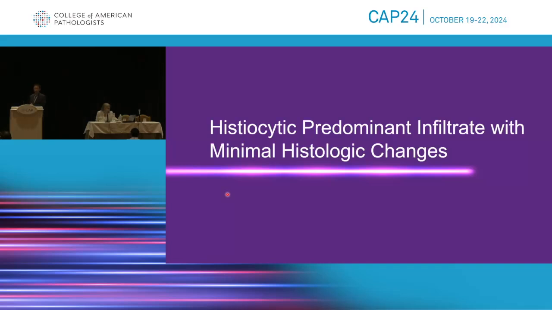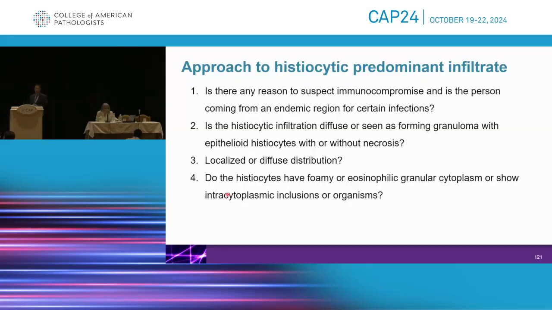Okay, the eosinophils. Let's move to histiocytic predominant GI infection without significant morphology changes. Same as other GI biopsies, always ask yourself the indication for the biopsy, whether the patient is immunosuppressed or immunocompetent, and whether the patient has a travel history. If you see histiocytes, are they diffusely distributed or localized? Do you see any granuloma? And what's in the cytoplasm? Is it foamy, or do you see inclusions? Do you see granules?